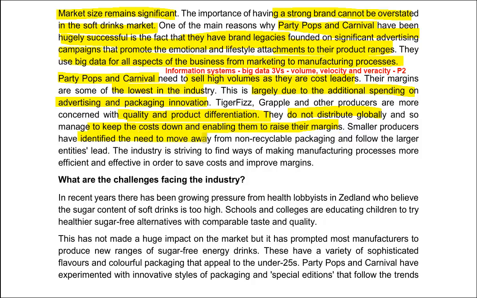Importantly, most companies have identified the need to move away from non-recyclable packaging, as Grapple have already done. We've seen this, and it's following the lead of Party Pops and Carnival by the sounds of it. Again, that's to do with branding. They're seen as these big companies and the whole industry moves with them. And that's where Grapple wants to be.